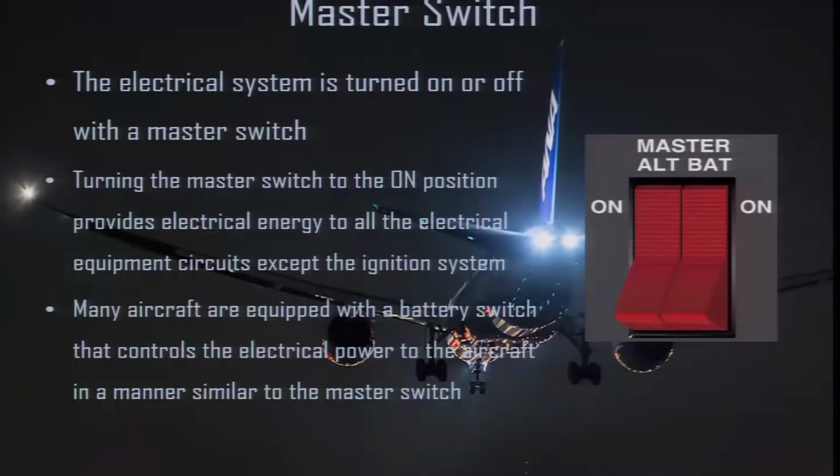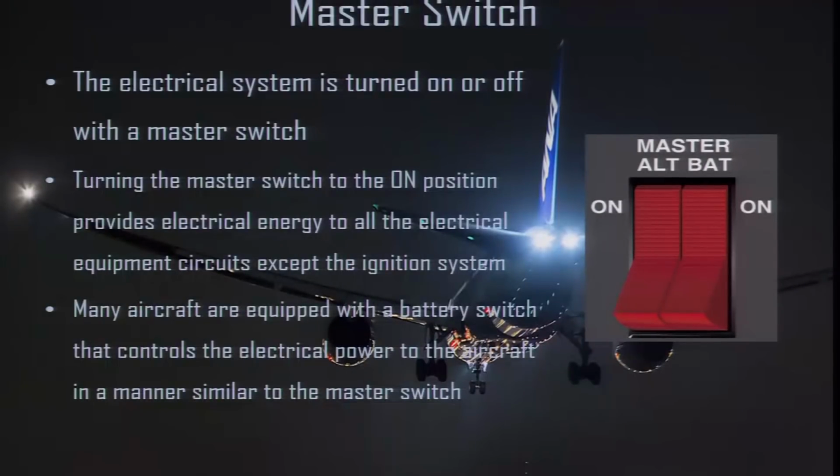Next is master switch. The electrical system in an aircraft is turned on or off with a master switch. This is a very important switch. In an aircraft, to turn on or off the electrical system, the master switch is used. So, this master switch is a very important component of the aircraft electrical system. Turning the master switch to the on position provides electrical energy to all the electrical equipment circuits except the ignition system. So, when you switch on the master switch, you provide electrical energy to all the circuits except the ignition system.